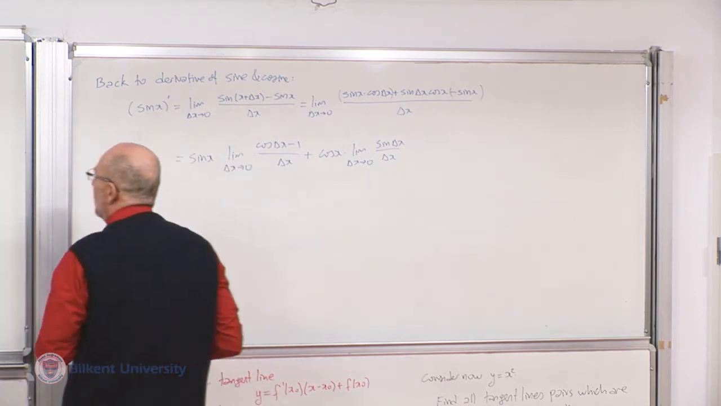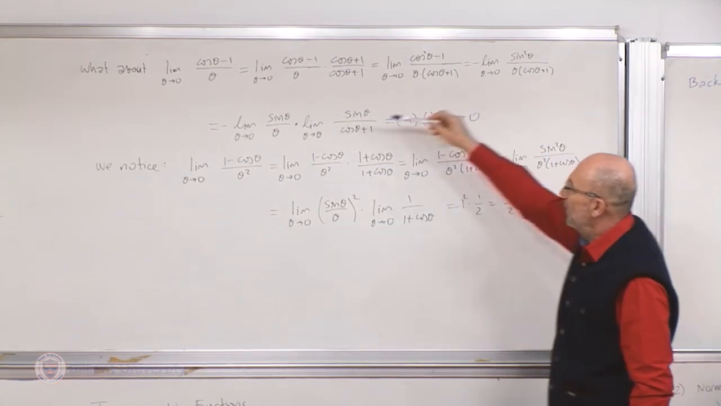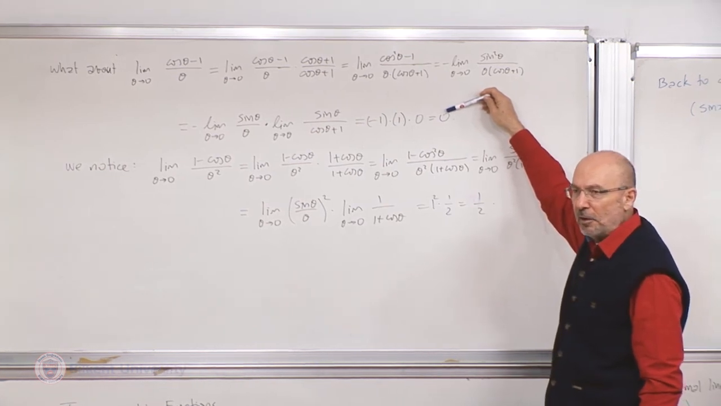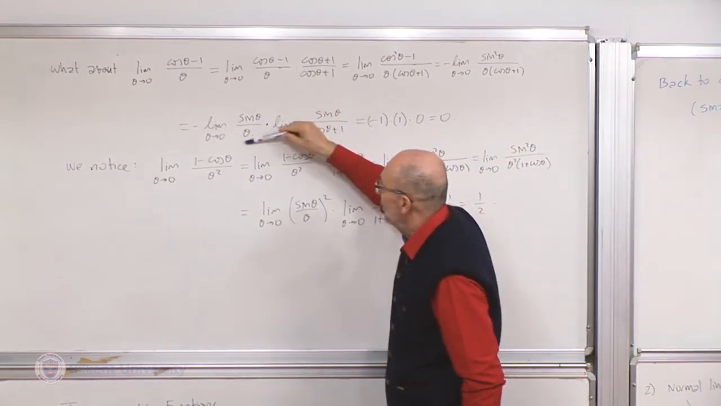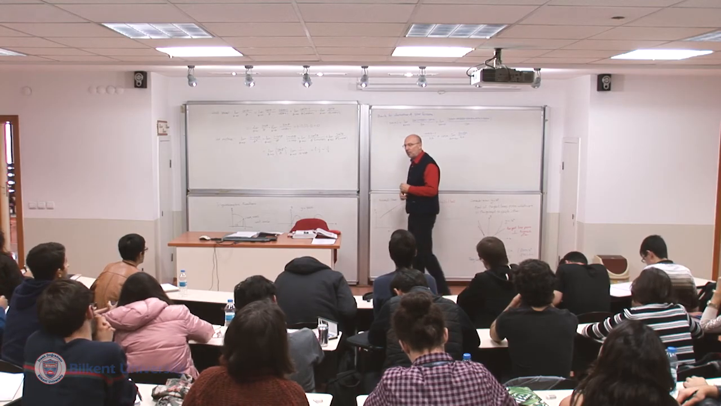Using the fact that that limit is 1, we managed to calculate the other limit. So this limit is very fundamental: sine theta over theta goes to 1 as theta goes to 0.